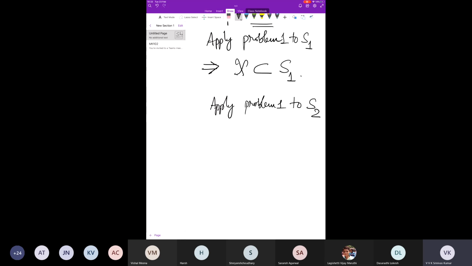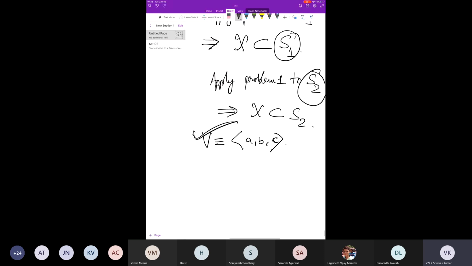to S2. That implies, because the vector field is the same, and S1 is an integral surface to V, S2 is also an integral surface to V. So I am starting with a characteristic curve. Applying problem 1, we have that chi is entirely sitting inside S2. So chi is entirely in S1 and also in S2. So chi is in the intersection.